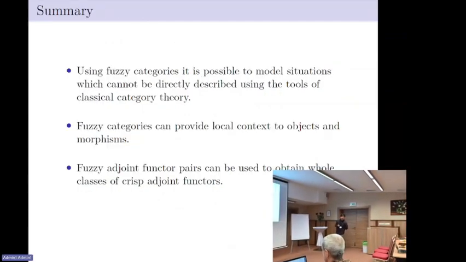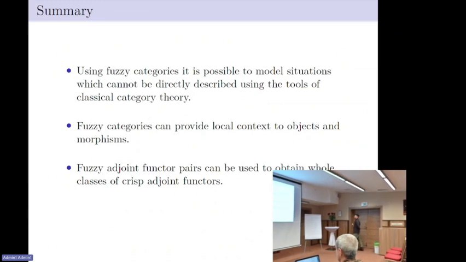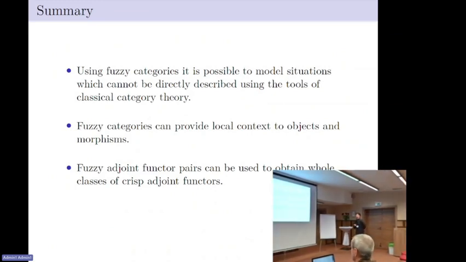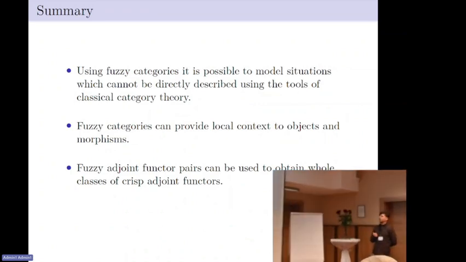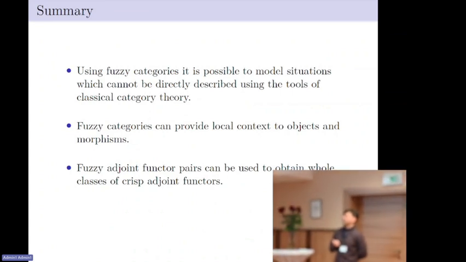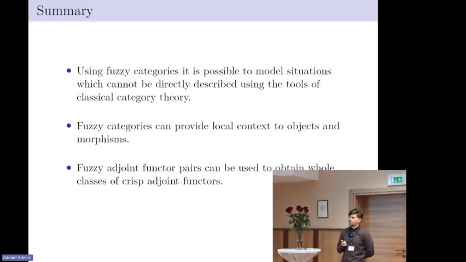Now, that was the extent of my research, to get that far. In summary, using fuzzy categories, it is possible to model situations which we cannot directly describe using the tools of classical category theory. And also, fuzzy categories can provide local context to objects and morphisms. In addition, fuzzy adjoint functor pairs can be used to obtain whole classes of crisp adjoint functor pairs.